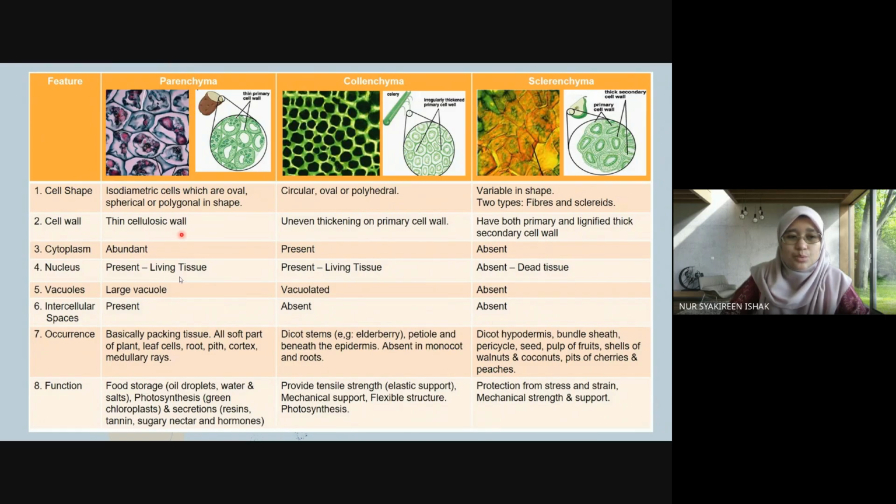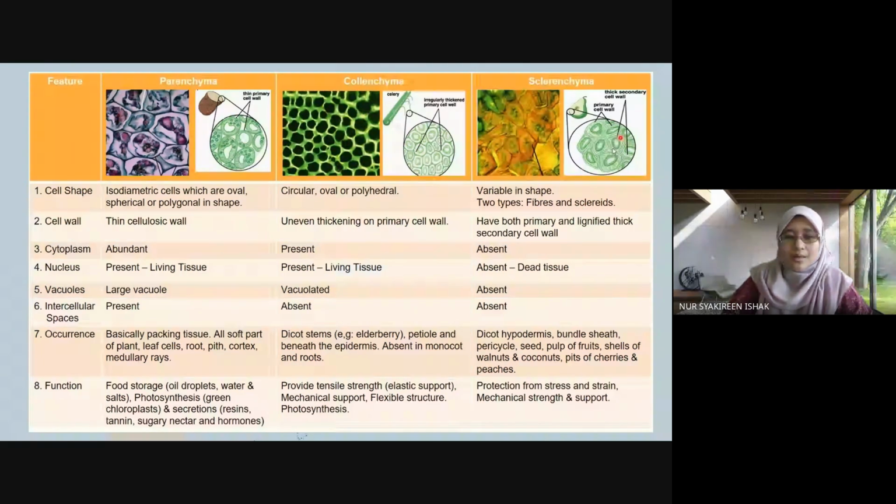So let's look at each one. For the cell shape of parenchyma, they are isodiametric cells which are oval, spherical, or polygonal in shape. The collenchyma are usually circular, oval, or polyhedral. And the sclerenchyma has various types of shapes. There are two types, which are the fibers and sclereids.